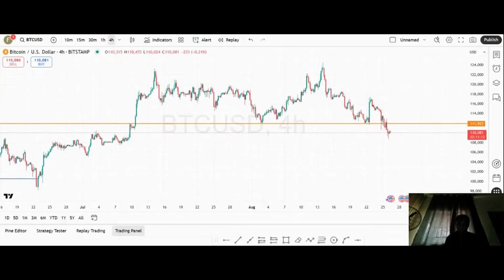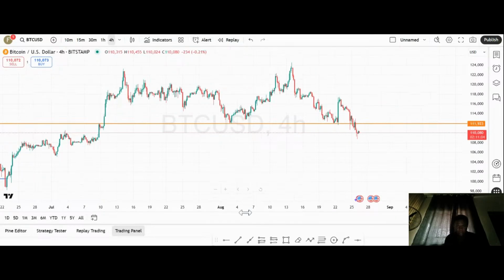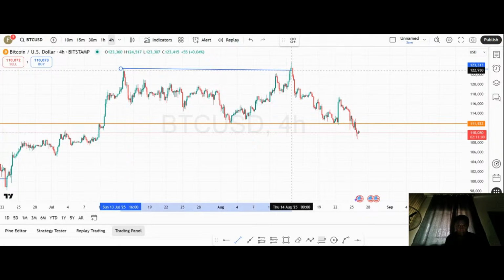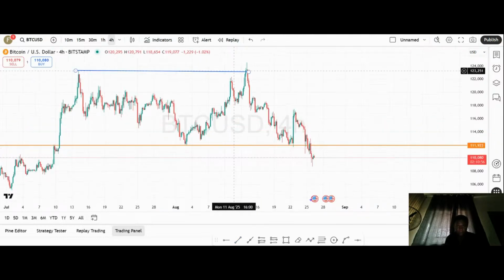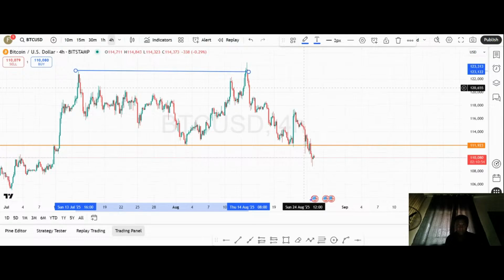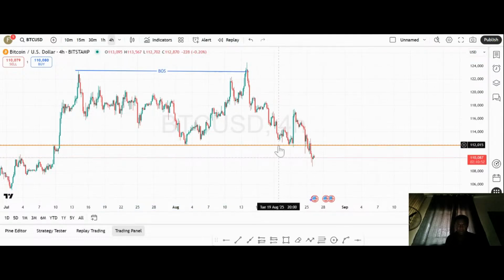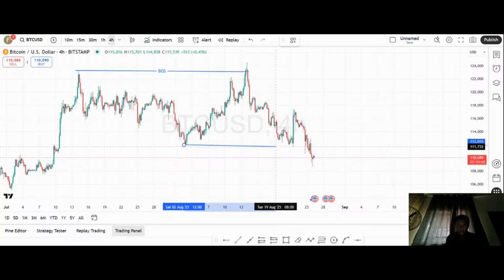So I want to show you liquidity now. So this is BTC right now. This is what we call liquidity. There was a break of structure right here. This is the break of structure on that 4 hours time frame. So I'll write it down, break of structure. And this is the change of character. Here is the change of character right here.